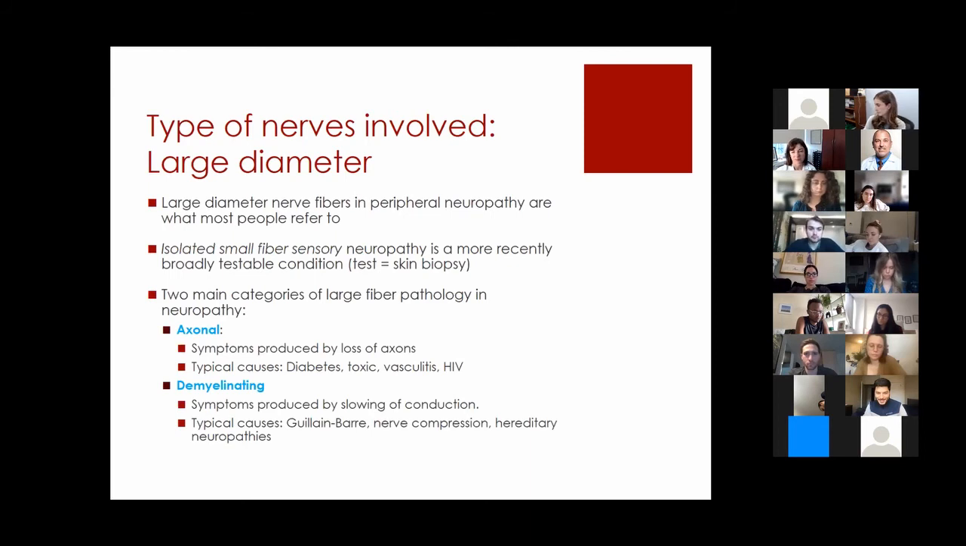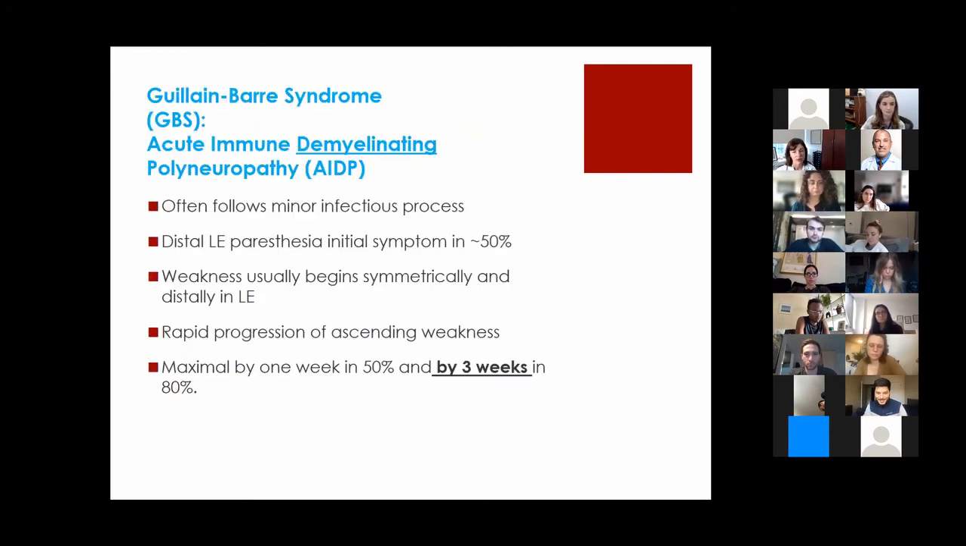So Guillain-Barre is an acute immune demyelinating polyneuropathy, also known as AIDP. I'm sure many of you, if not all of you, have seen it or certainly heard about it. It often follows minor infectious processes. It's really something that triggers the immune system, and then the immune system misfires against your nerves. That's really what we're talking about.